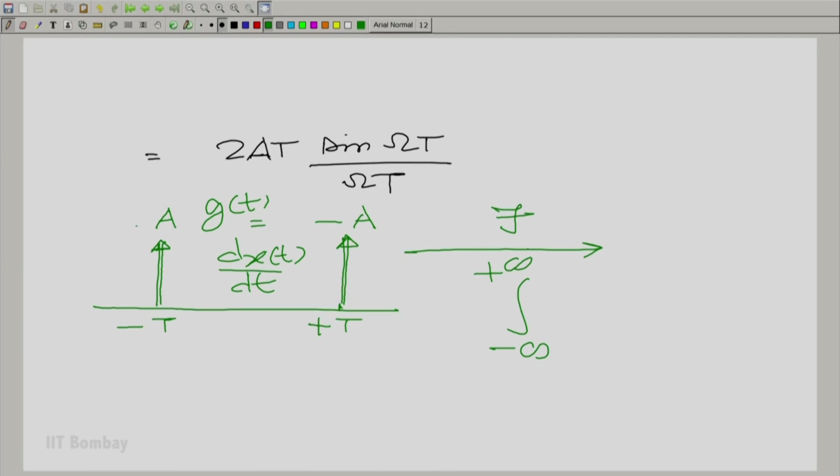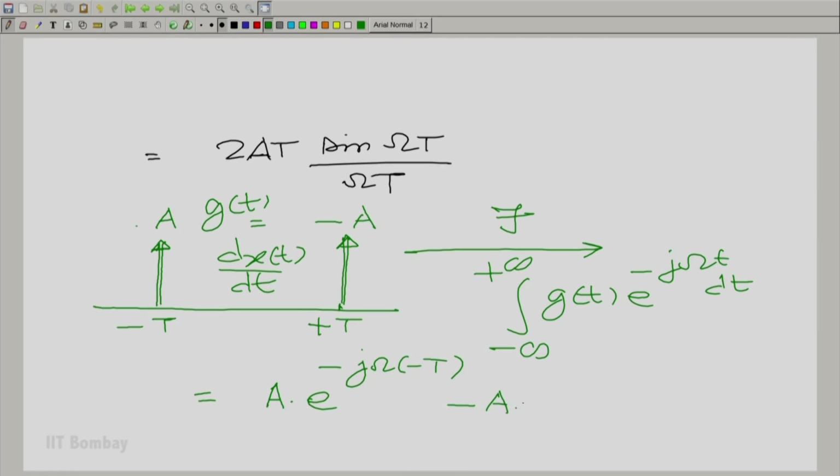Minus infinity to plus infinity as usual, g t e raised to the power minus j omega t. But then g t just has two impulses and the impulses simply pick up the values of the remaining integrand at the points where the impulses lie. So, you have a times e raised to the power minus j omega into minus t, minus a times e raised to the power minus j omega into t. This is the Fourier transform, which we can now simplify. So, it is a times 2j sin omega t, so simple.